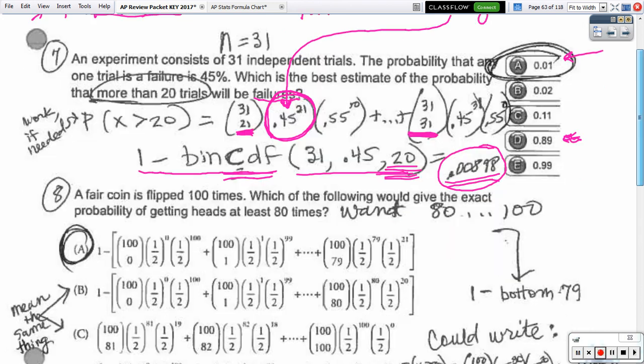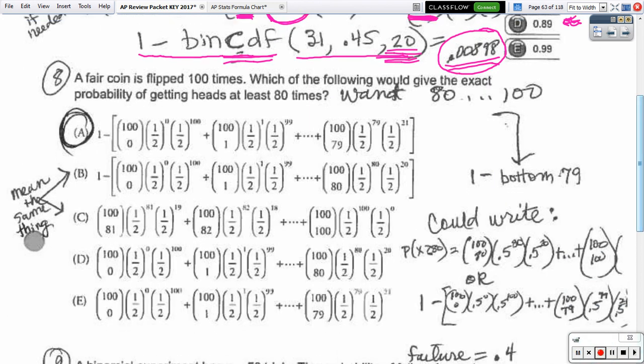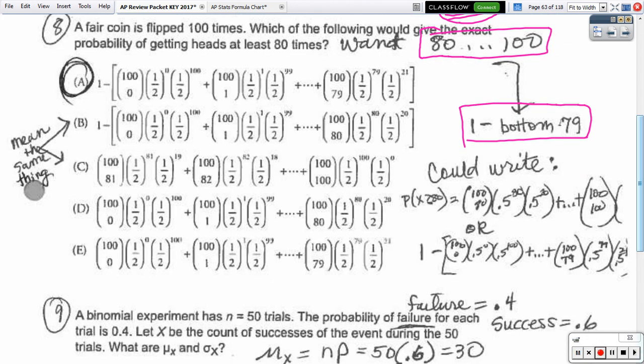All right. Number 8. These are great because they make you analyze what the work is shown. We want 80 to 100, so take off the bottom 79. So we're either looking for 80 to 100 or 1, take off the bottom 79. And that's what A does.